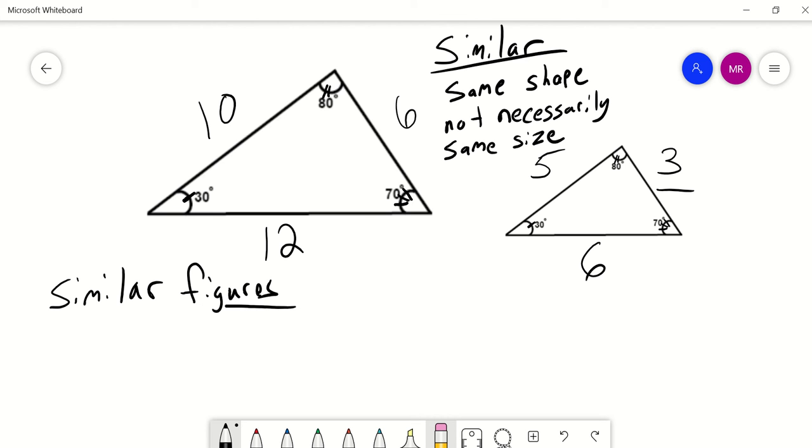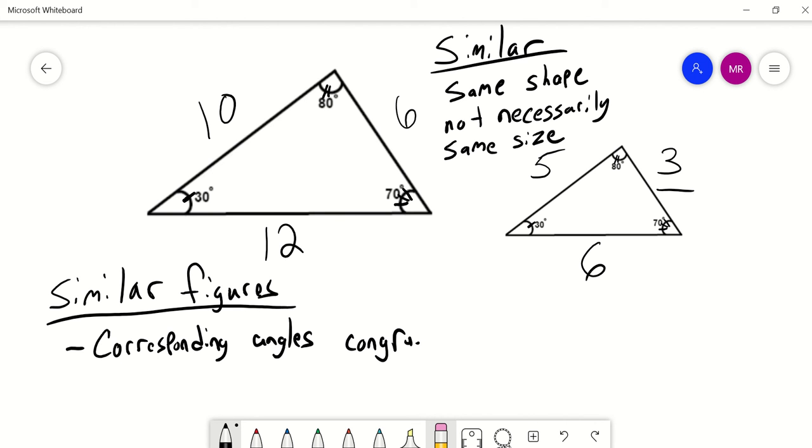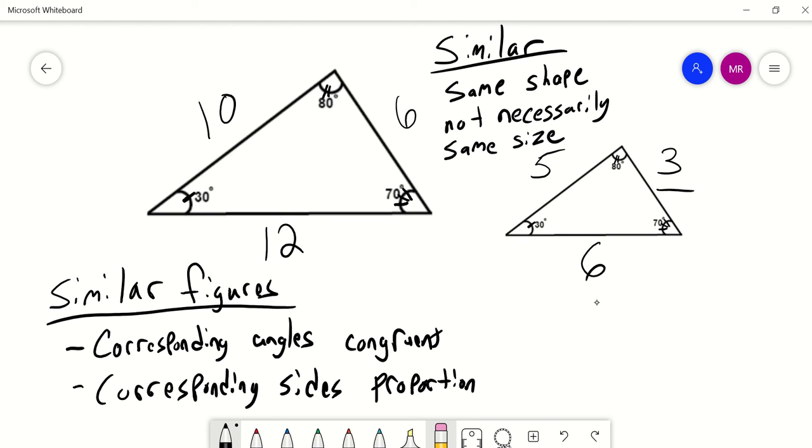And in similar figures, there's a couple things that are happening. One is the corresponding angles are congruent. That has to be happening. Corresponding angles are congruent. And you can see that here, 30 and 30, 70 and 70, 80 and 80. And the corresponding sides are proportional. Okay? Corresponding sides are proportional.